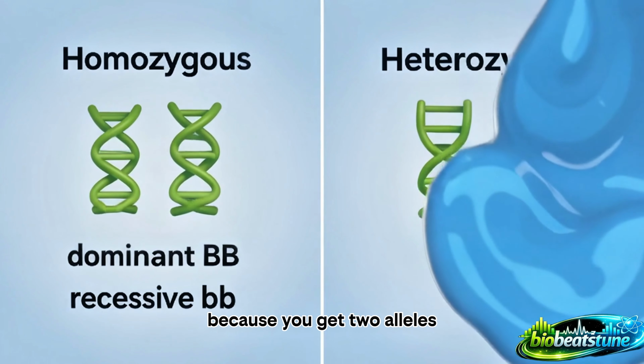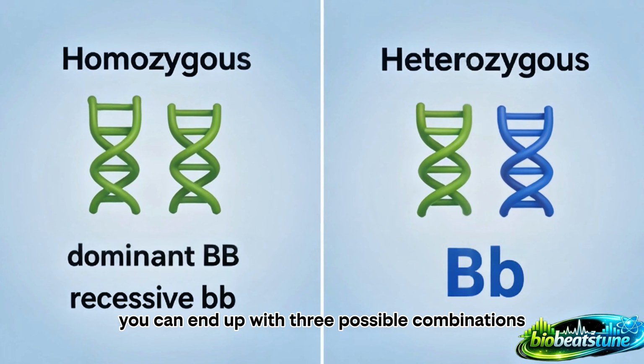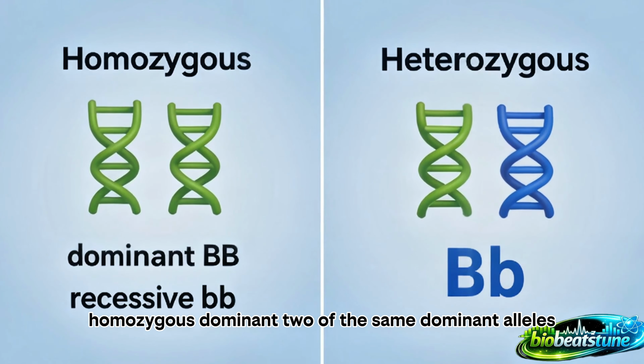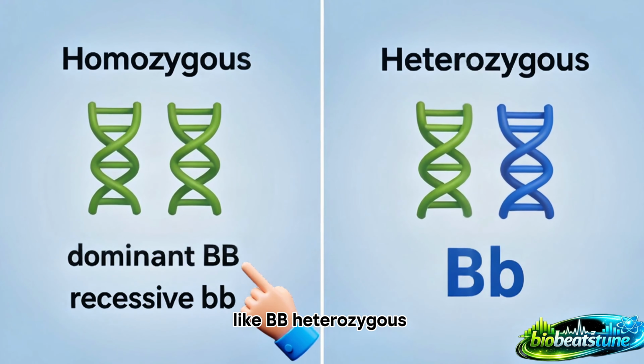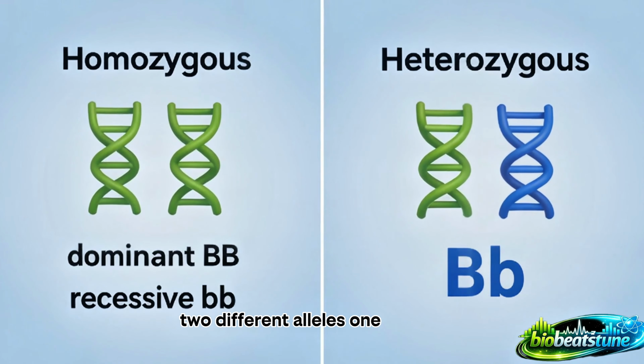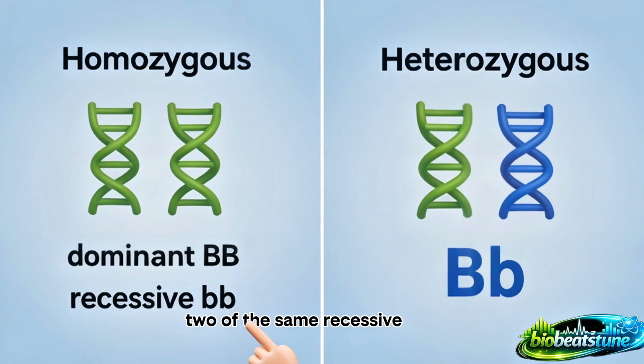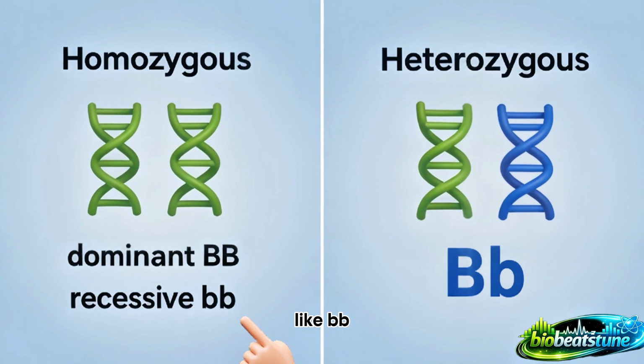Because you get two alleles, you can end up with three possible combinations. Homozygous dominant. Two of the same dominant alleles, like capital B, capital B. Heterozygous. Two different alleles, one dominant, one recessive, like capital B, lowercase b. Homozygous recessive. Two of the same recessive alleles, like lowercase b, lowercase b.